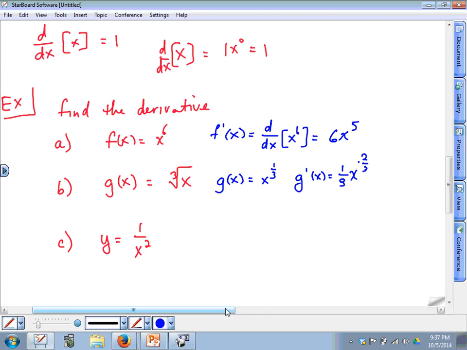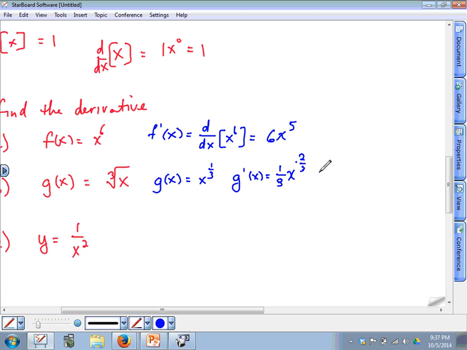And now you're going to have to rewrite this a little bit. You don't want to have a negative exponent. So we'd finish this off as g prime of x is 1/3 times x to the power of 2/3.